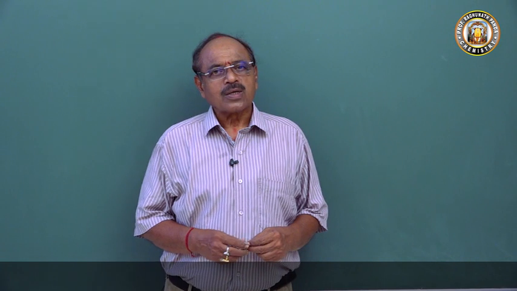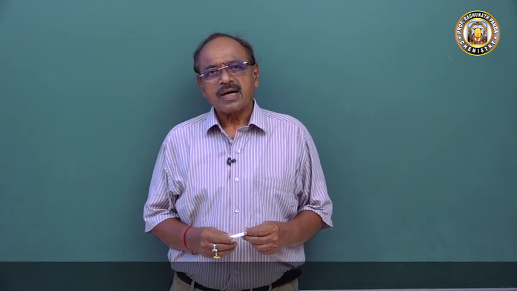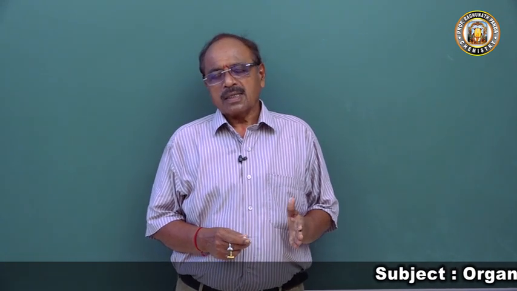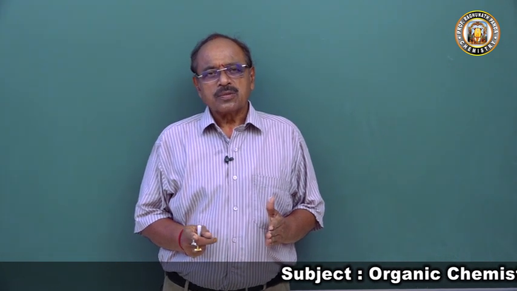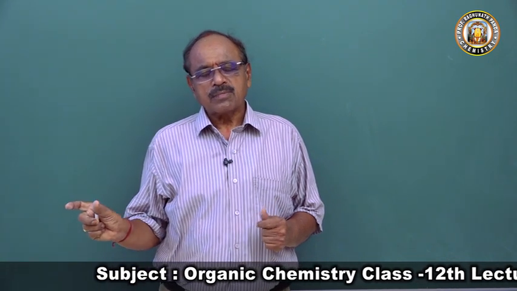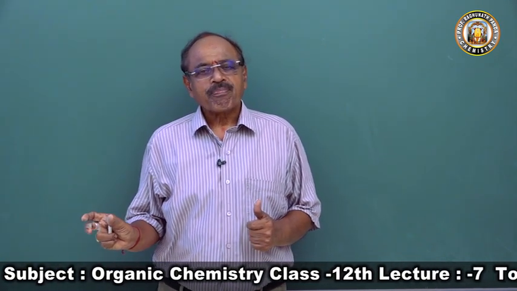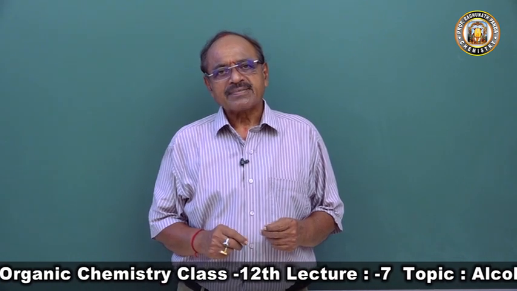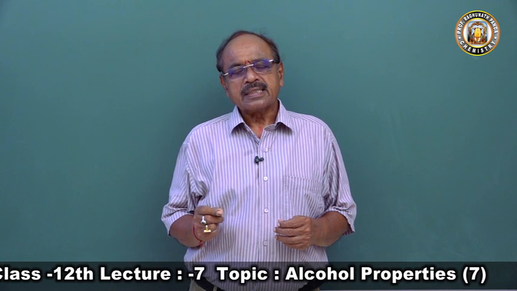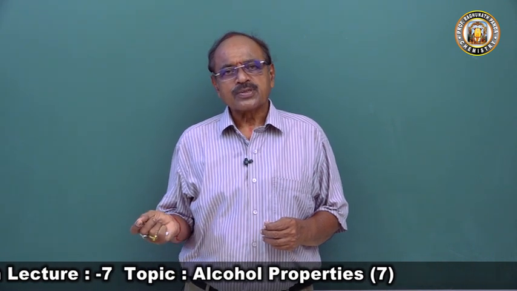Dear students, we have discussed in the last class the structure of alcohol and how the structure of alcohol decides the properties of alcohol. In alcohol, or C-O-H, we have the O-H bond, where oxygen is bonded to hydrogen covalently. There is a wide difference of electronegativity between oxygen and hydrogen. Oxygen's electronegativity is very high, 3.5, and hydrogen's is 2.1.